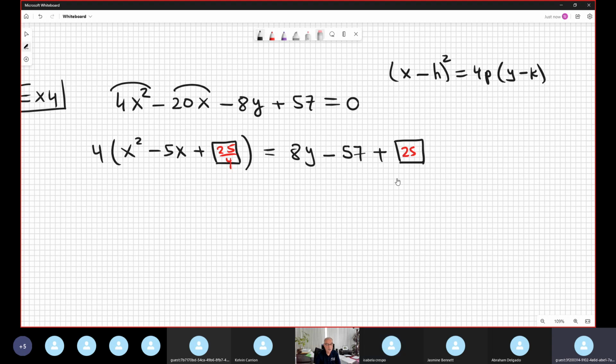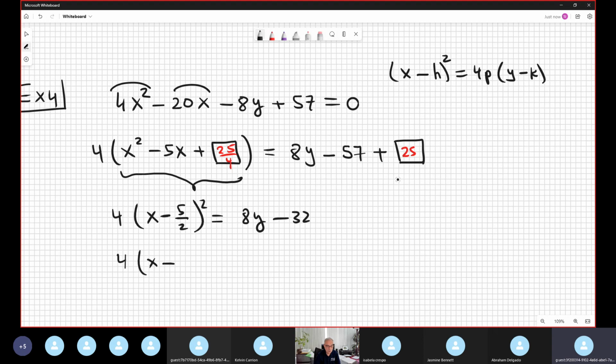Ready. Now, the factorization of this trinomial is 4 times x minus the square root of this, 5 over 2, squared. Is equal to y, and 25, negative 57, and 25 is minus 32. Ooh, I like that, because I factor out also. Factor out 8, so y minus 4.